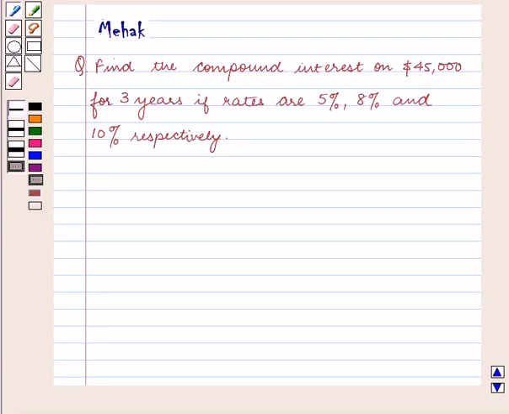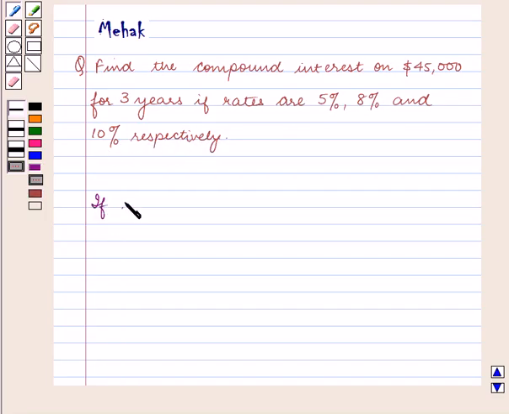In this session, we are going to discuss the following question. The question says: find the compound interest on $45,000 for 3 years if rates are 5%, 8% and 10% respectively.